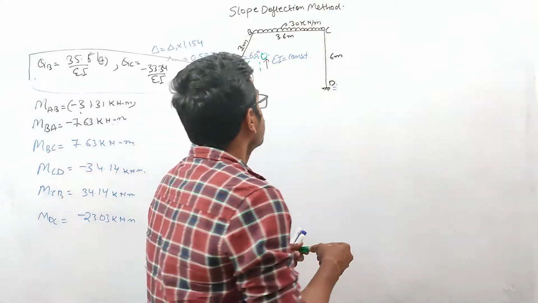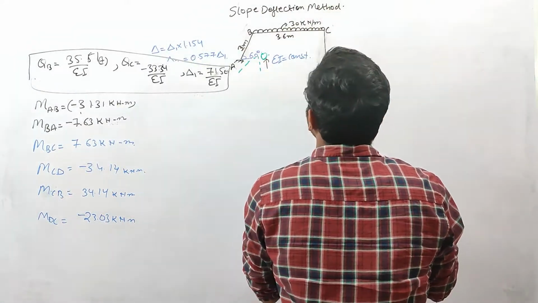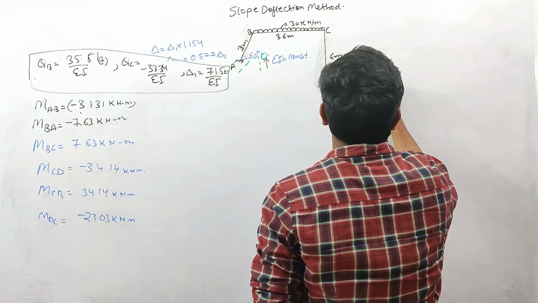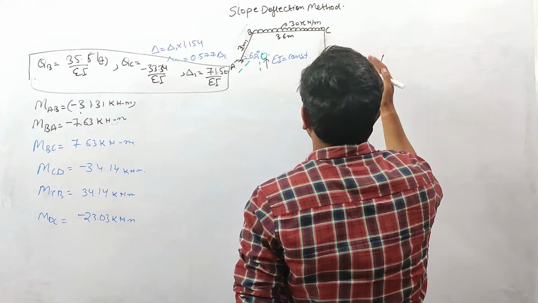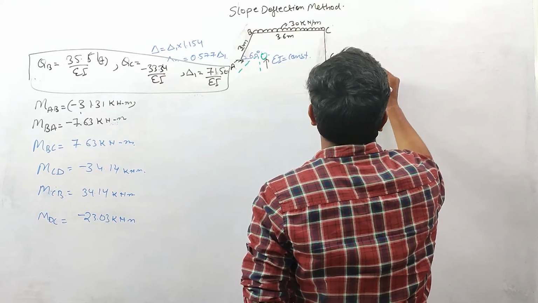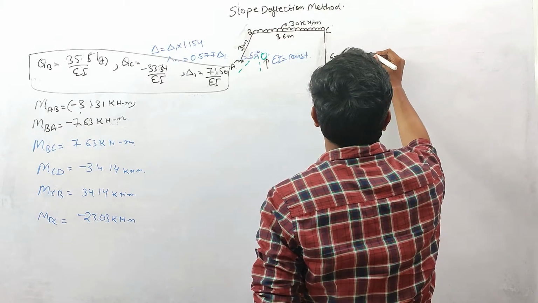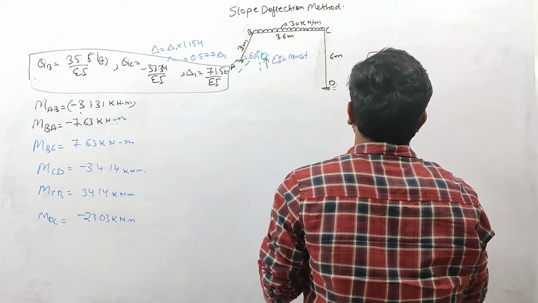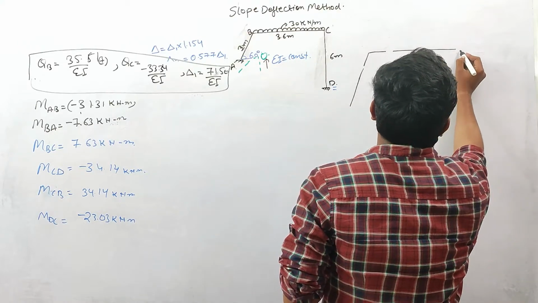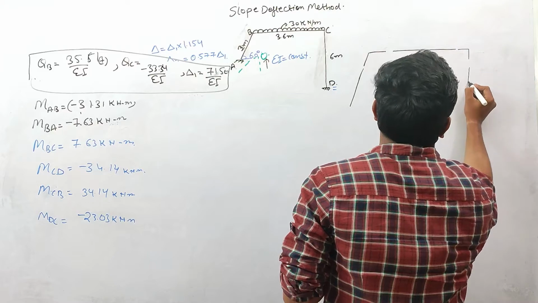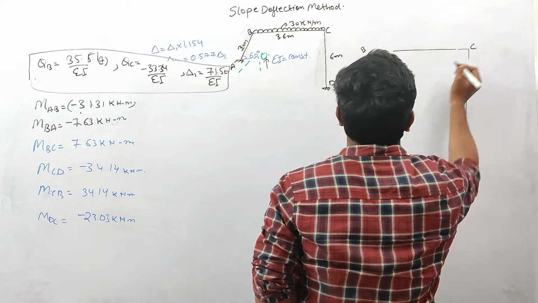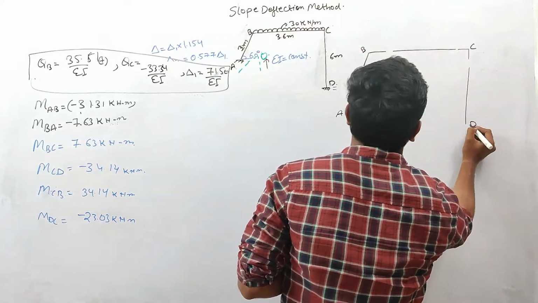We will be showing forces in the joint also, how the forces are transferring to the joint, and from the joint how they are transferring to other members. So let us suppose this is the case over here. This is joint B, this is C, this is A, and this is D.